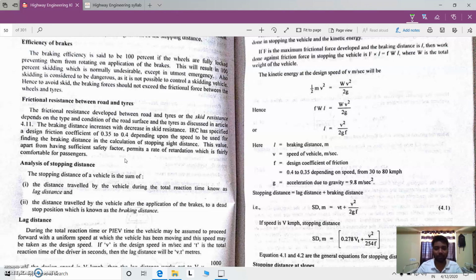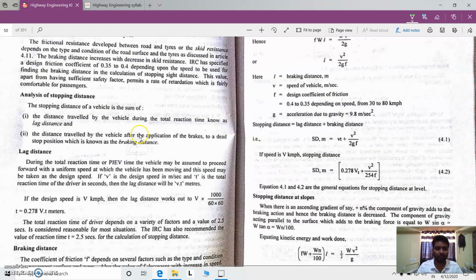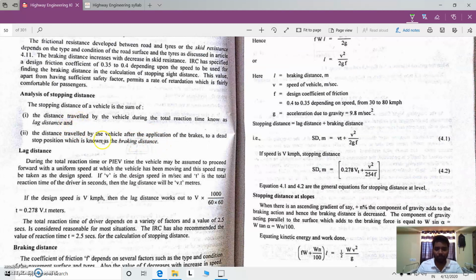Before analyzing this distance, we need to know which factors affect stopping the vehicle. This content we have already studied in the previous class. The analysis depends upon two factors, the lag distance and the braking distance. The sum of lag distance and braking distance gives the total stopping distance of the vehicle moving with a design speed. Here the lag distance is related to the total reaction time of the driver, which we learned in the PIEV theory.